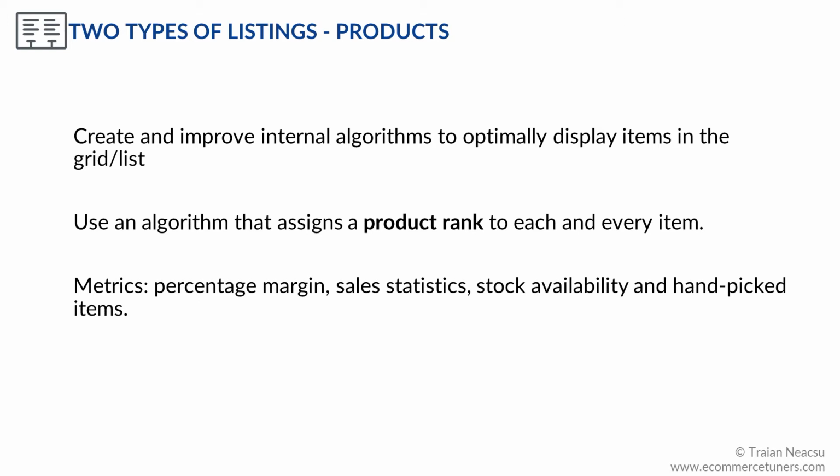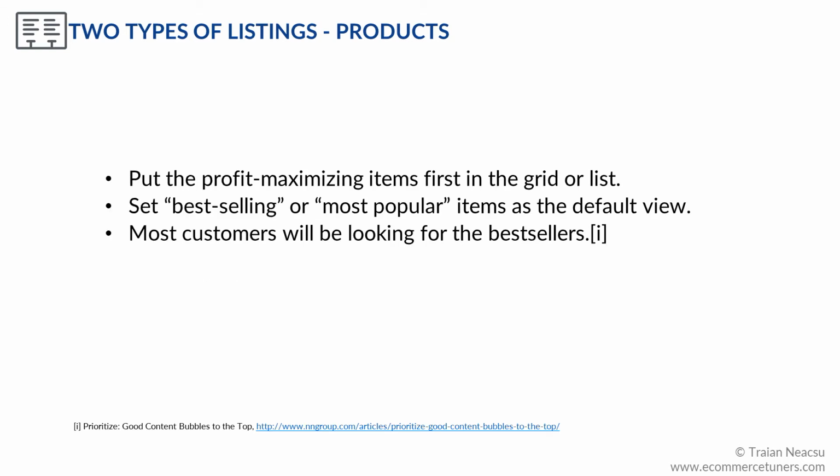You need to design and use an algorithm that assigns a product rank to every item, and you need to organize the products based on this metric. The algorithm doesn't have to be complex. It can take into account a few different metrics, for example, percentage margin, sales statistics, stock availability, proximity to user location, and even hand-picked items. The idea is to put profit-maximizing items first on the list.